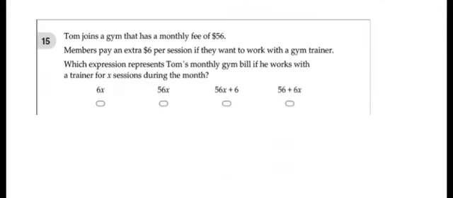Okay, question 15. Tom joins a gym that has a monthly fee of $56 and members pay an extra $6 per session if they want to work with a gym trainer. So which expression represents Tom's monthly gym bill if he works with a trainer for X sessions during the month?